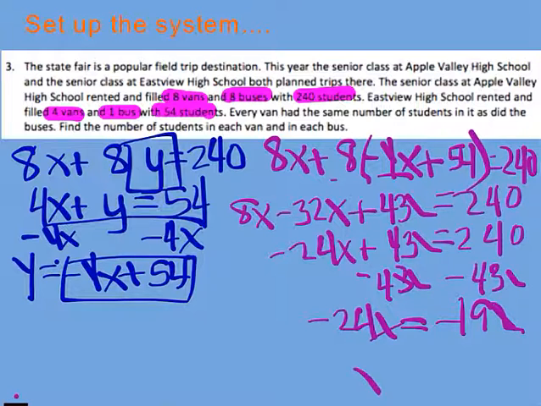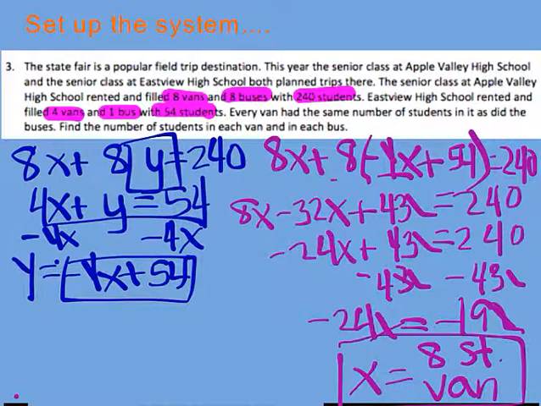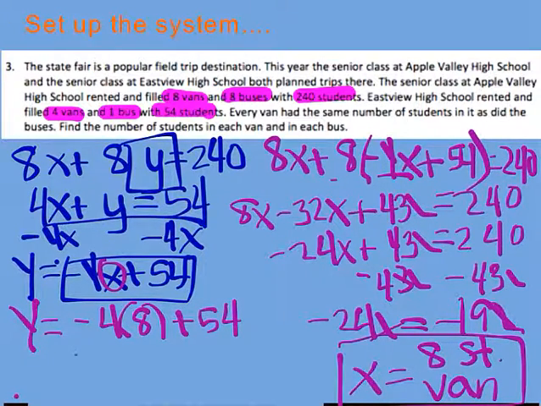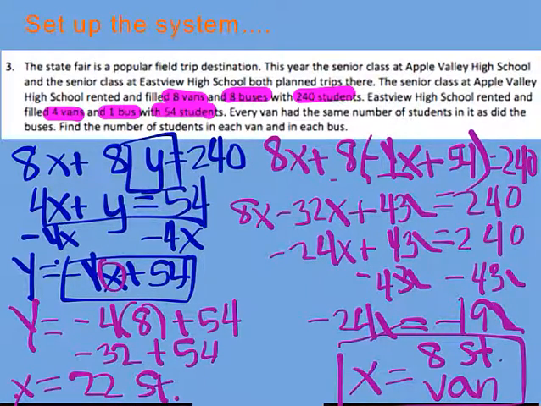Then we're going to divide both sides by negative 24, and we end up getting x is equal to 8. That's going to be the number of students in the van. So there are 8 students in each van. Now we need to figure out how many are in the bus. I'm going to plug that in for x right there. So y is equal to negative 4 times 8 plus 54. Really that's just negative 32 plus 54, and that's going to be 22. So y is equal to 22 students, and that's going to be in the bus. Okay, so those are your answers.